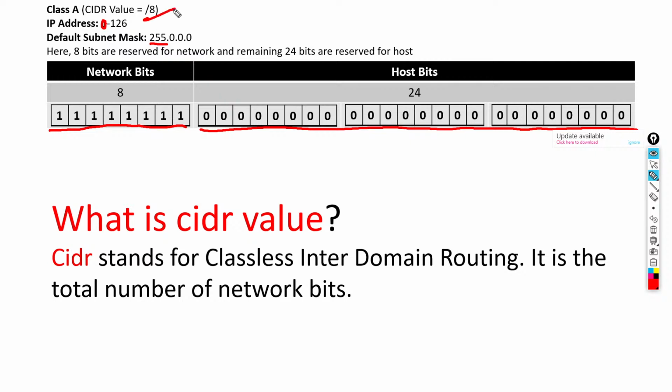Here we have given the CIDR value as /8. What does this /8 mean? The CIDR value tells you the number of network bits. As you can see, in class A we have 8 network bits, correct? Because of that, its CIDR value is 8. I hope you got the concept. If this is a class B IP address, its CIDR value will be /16. Why? Because class B has 16 network bits and 16 host bits. Done. So what is the full form of CIDR? CIDR stands for classless inter-domain routing. It is the total number of network bits.